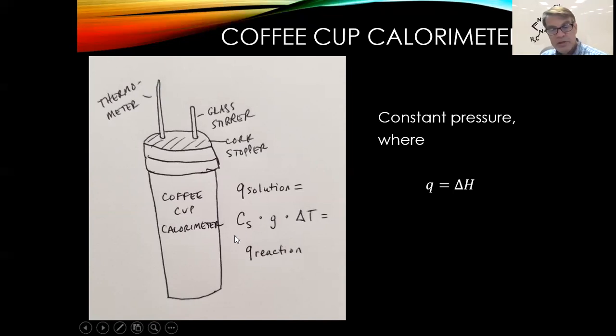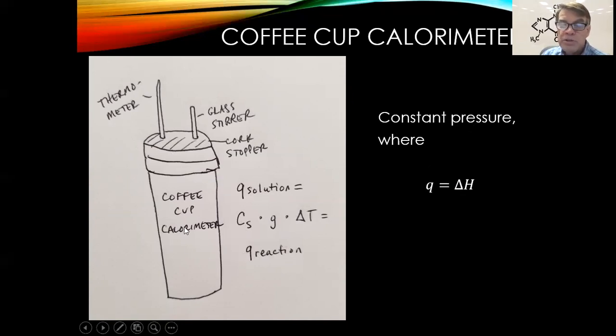So this coffee cup calorimeter is going to measure the heat under a kind of constant pressure, right? It's not increasing in pressure. And so under constant pressure, the change in heat is the change in enthalpy. The heat is the change in enthalpy. So that's a nice feature of it being a constant pressure kind of situation.